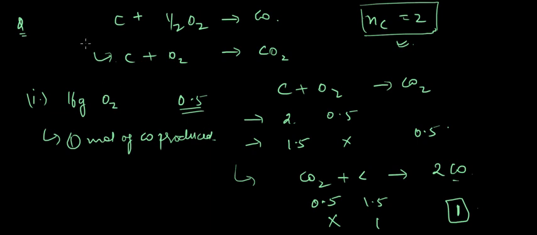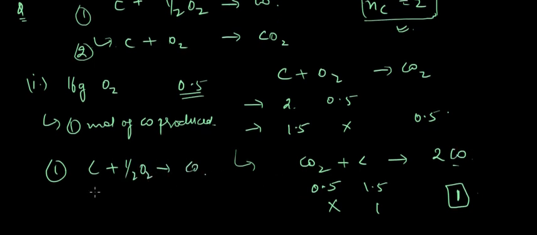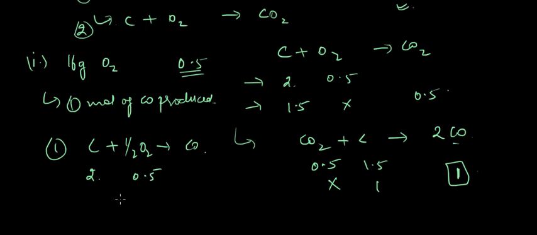What happens if we take the first reaction first? With the first reaction, C plus half O2 gives CO. We have 2 moles of carbon and 0.5 moles of oxygen. After the reaction takes place, 1 mole of carbon would remain and 1 mole of carbon monoxide would be formed. So in both cases, 1 mole of carbon monoxide would be formed.